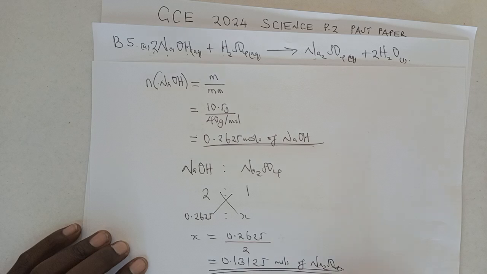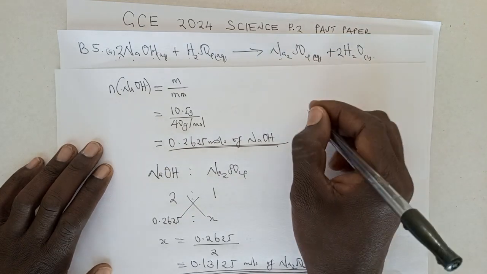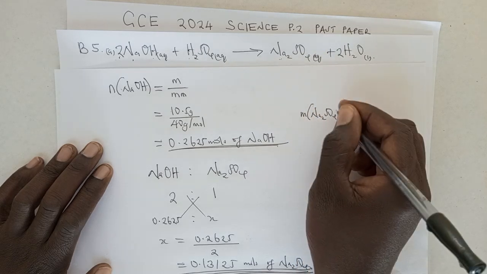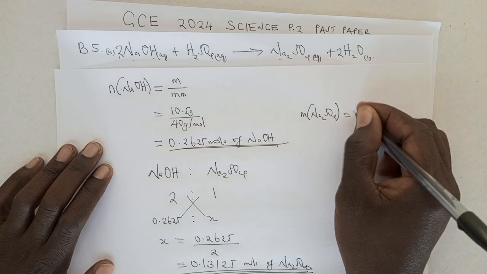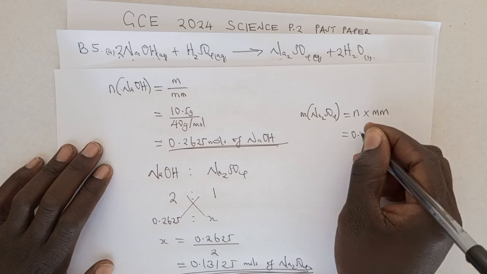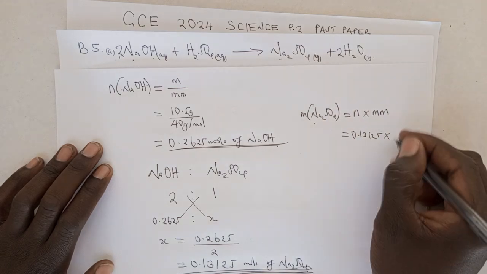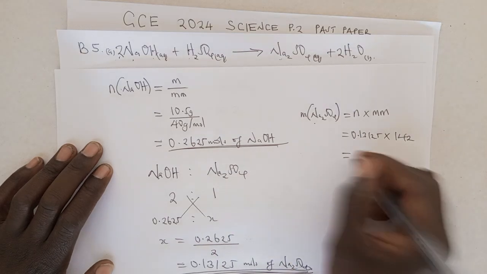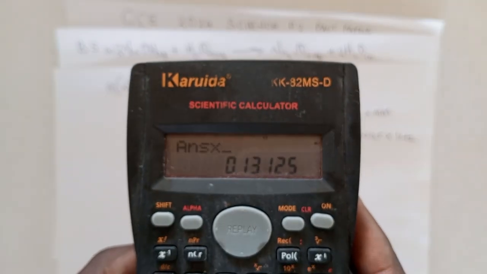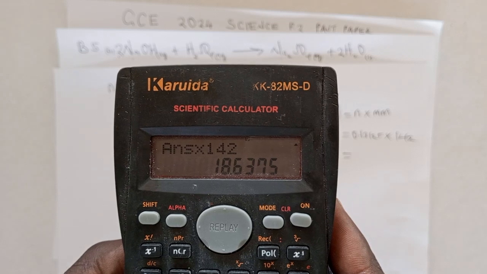So now that you found the moles of sodium sulfate, it will be easier for us now to find the mass of sodium sulfate. So you can now say mass of sodium sulfate will be equal to number of moles times molar mass. What is the number of moles? 0.13125 multiplied by 142. We had calculated this and we had found it. So we multiply that by 142. The answer is 18.6375.